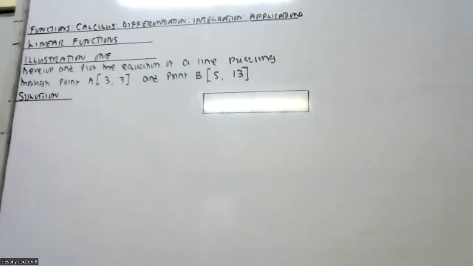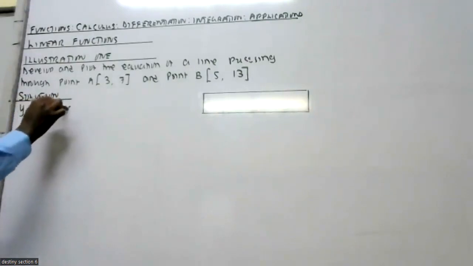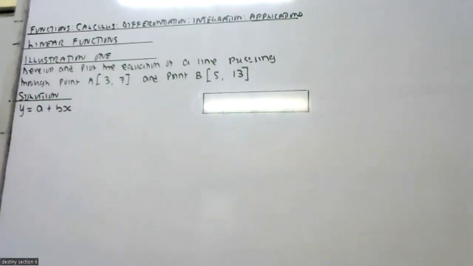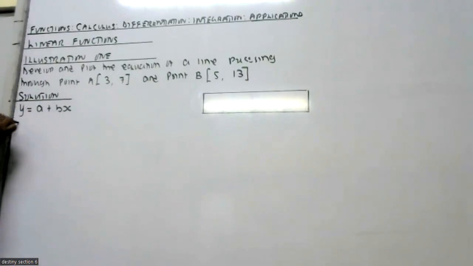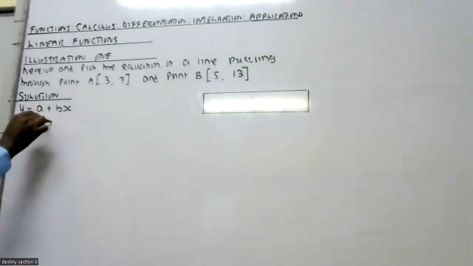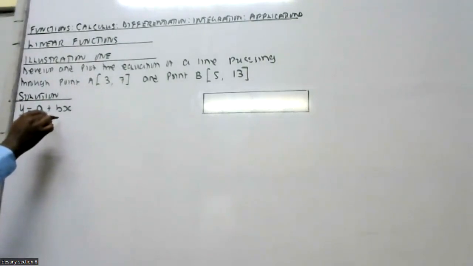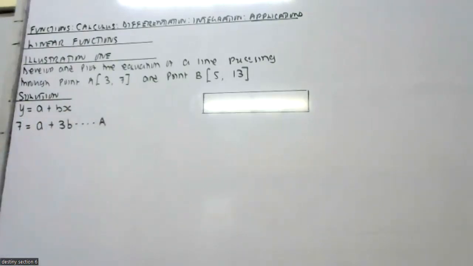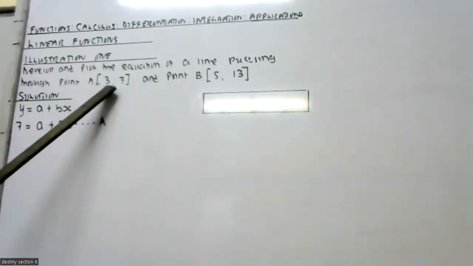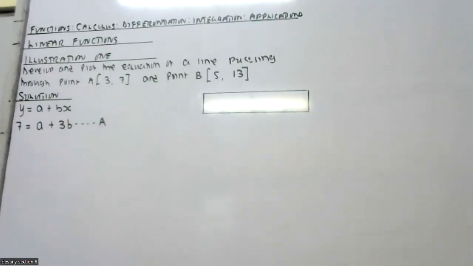So when you are dealing with linear functions, the first thing is to write the format. The format is y is equals to a plus bx. So you write that. Then you now substitute these points. If you start with point A, y is 7, a plus, rather x is 3, so 3b. This is because of point A. I hope you remember that this one is always x and this one is always y. Yeah, the coordinates.